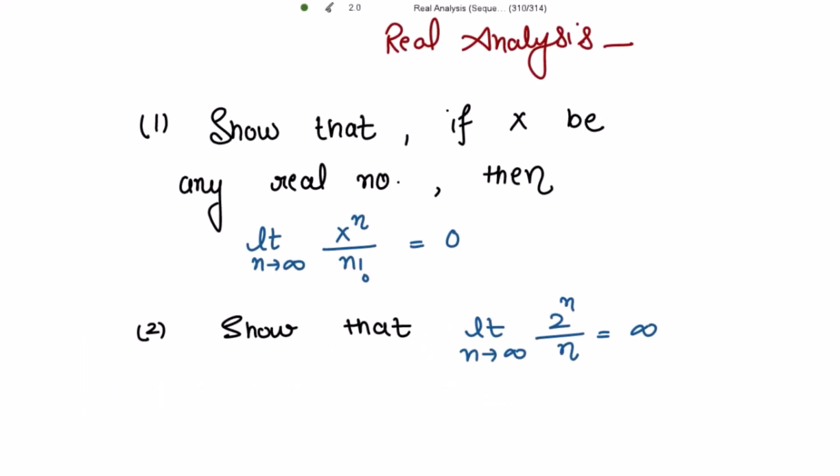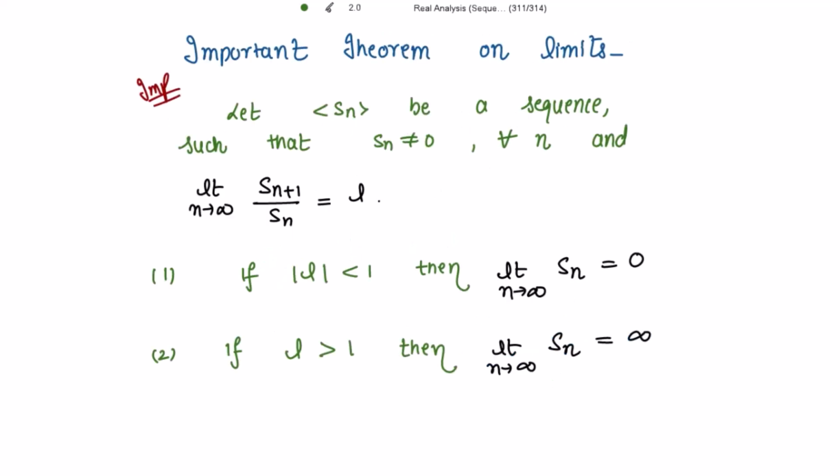We need to show that if x is any real number, then this limit is equal to 0. And also we need to show that this limit is equal to infinity. Now there are some theorems that help us to solve these kinds of examples. Let's read them. These are very important ones.